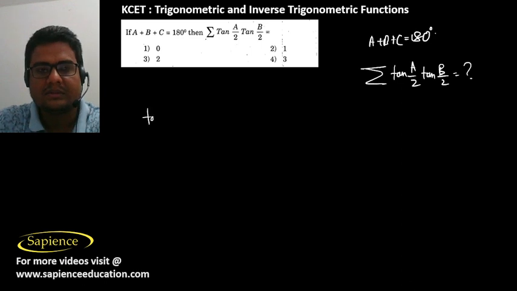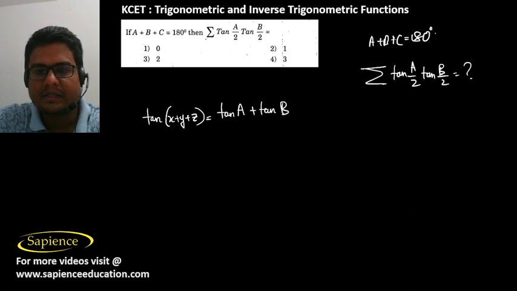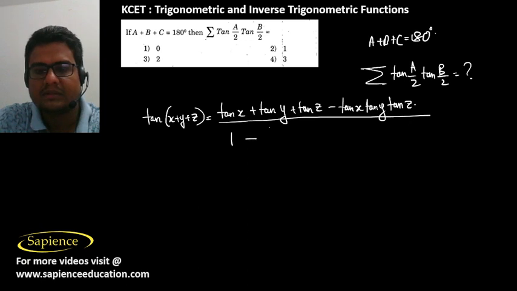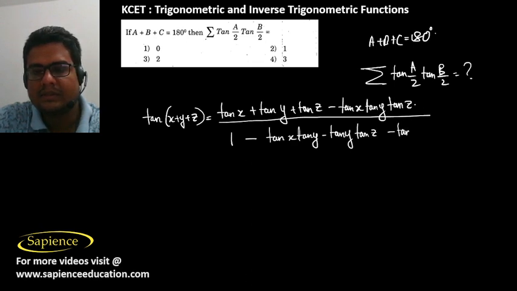So we know that tan of x plus y plus z, if these three are three angles, then we can write it as tan x plus tan y plus tan z minus tan x tan y tan z, by 1 minus tan x tan y minus tan y tan z minus tan z tan x.